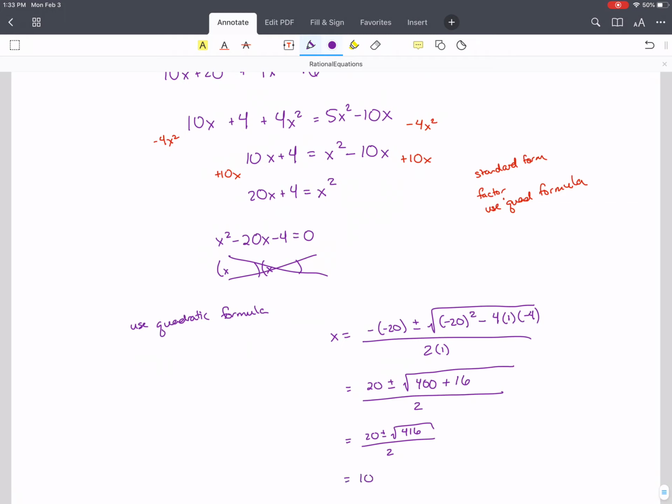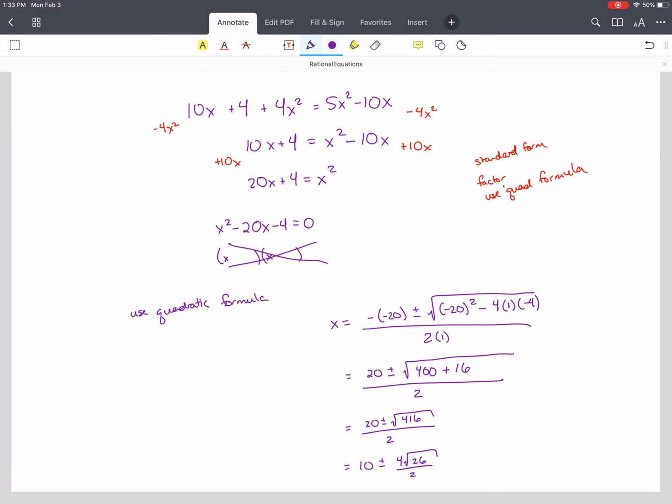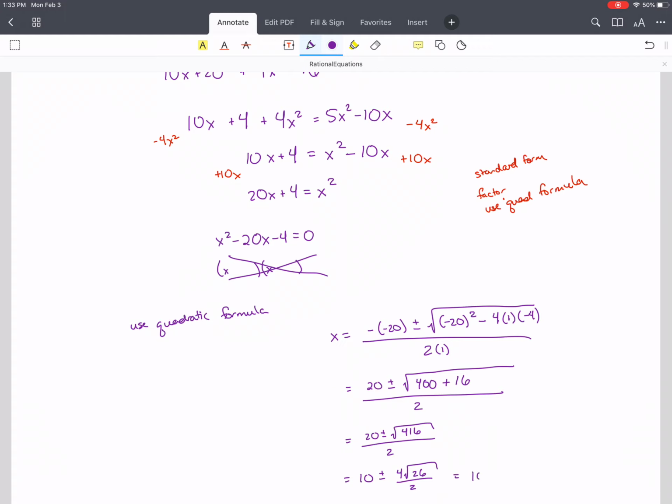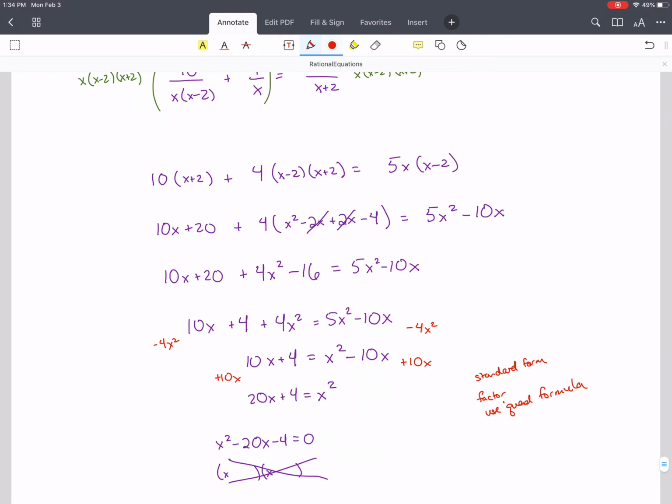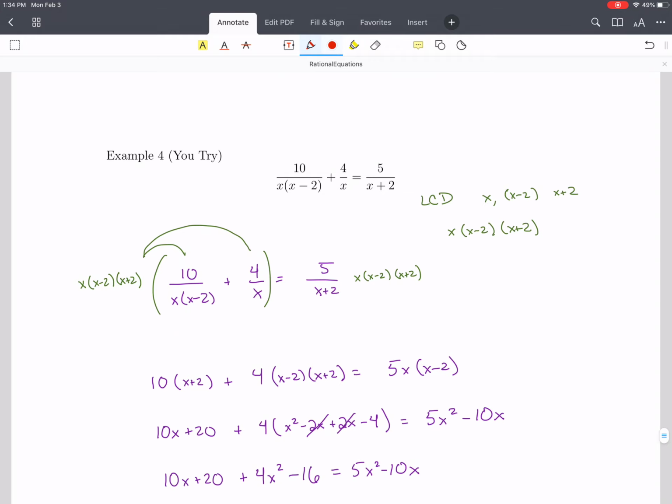I can simplify that. I can factor a 16 out of 416. So that'll give me 4 on the outside. So I get 10 plus or minus 2 root 26. And I would check by plugging these into my calculator, and plugging these values into my original equation to make sure that it works.